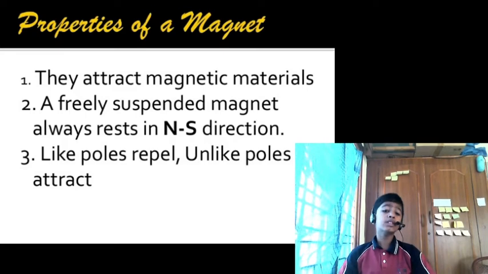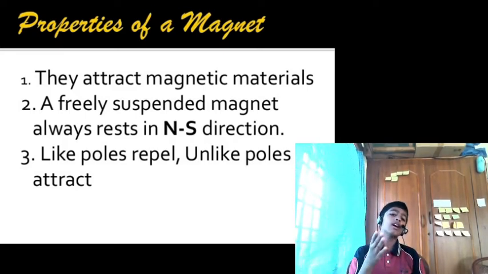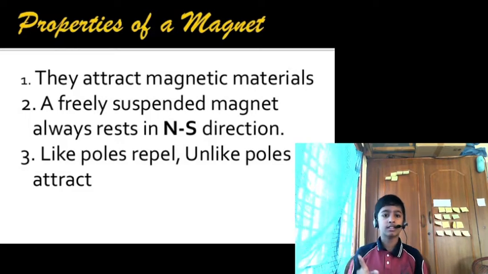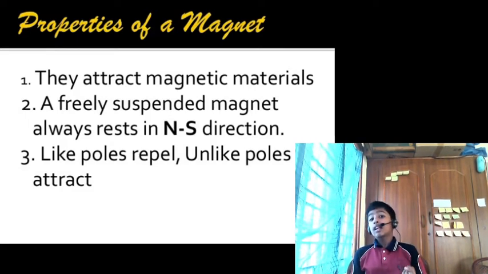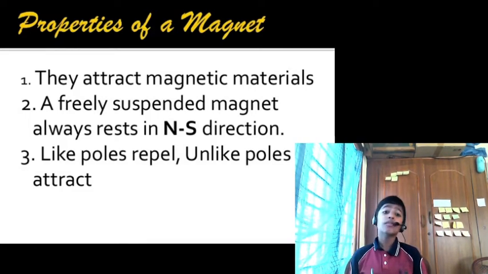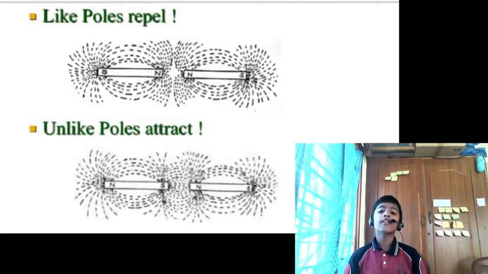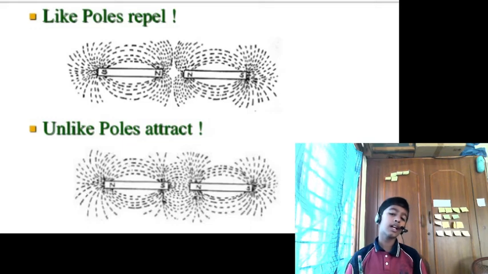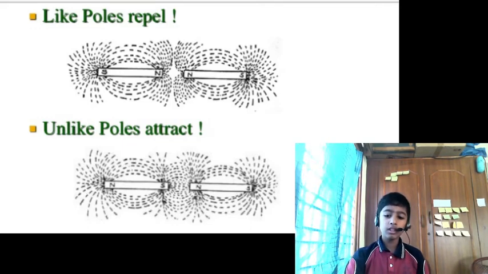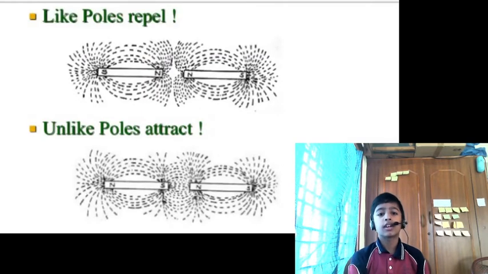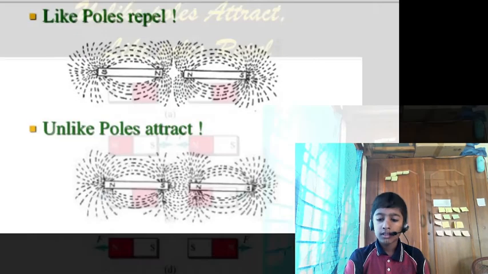And like poles repel, unlike poles attract. This I will explain in the next slide. So two properties: they attract magnetic materials, and a freely suspended magnet always rests in north and south direction. The third property is like poles repel, unlike poles attract. Okay, let me take you to the next slide.